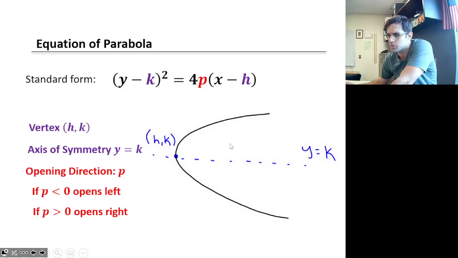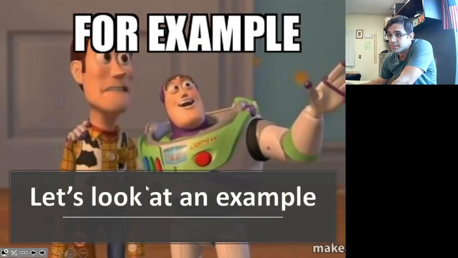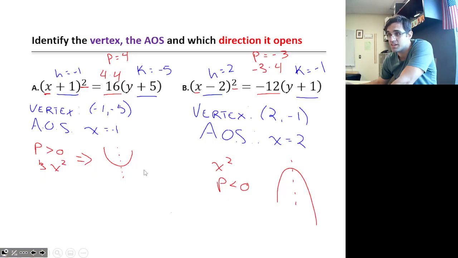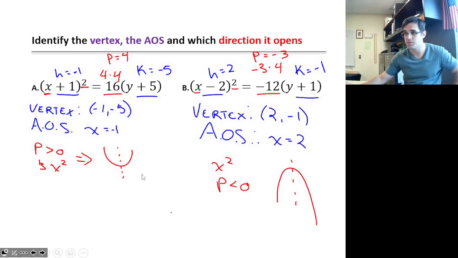So it just makes sense that those will both be opening. Those would be negative p-values. So anyways, that's that. Vertex, axis of symmetry, and then using the p-value to determine which direction it opens in. So if I give you an equation, for example, here's 2 equations. We can find the vertex, the axis of symmetry, and we can find which direction it opens, just by looking.